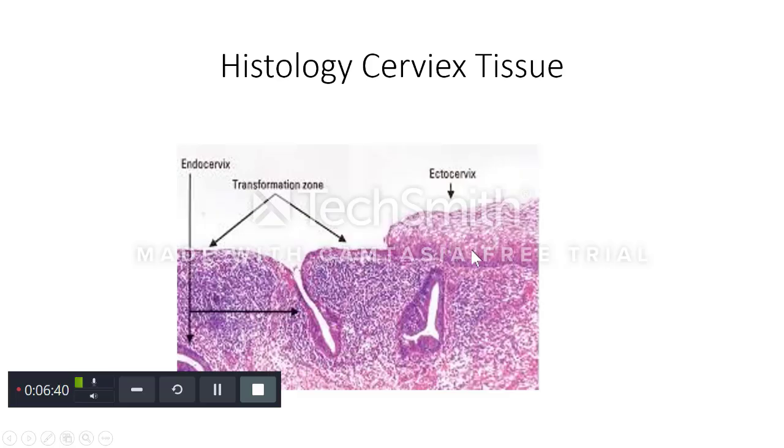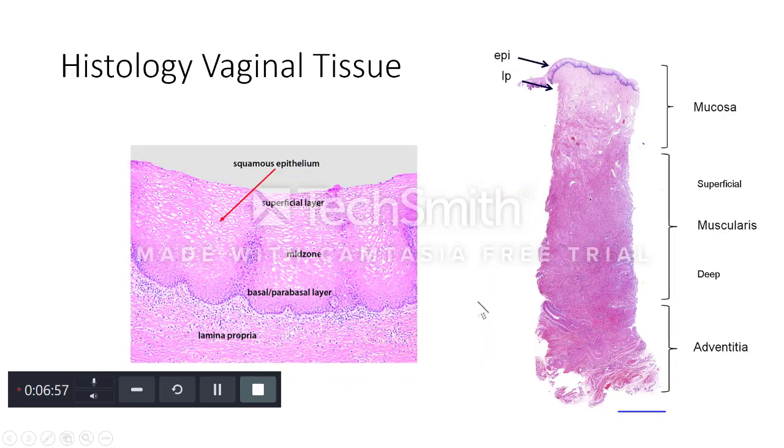This is the exocervix. The exocervix consists of epithelium. This epithelium is stratified squamous without keratin, supported by lamina propria. This part joins the vagina. Next slide: histology of vaginal tissue, okay?